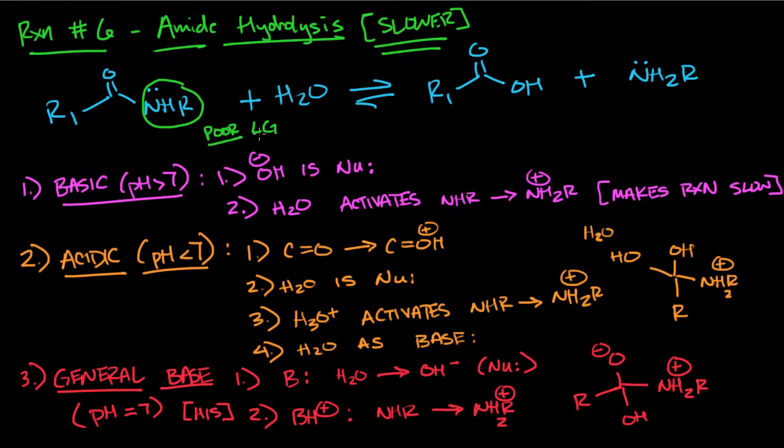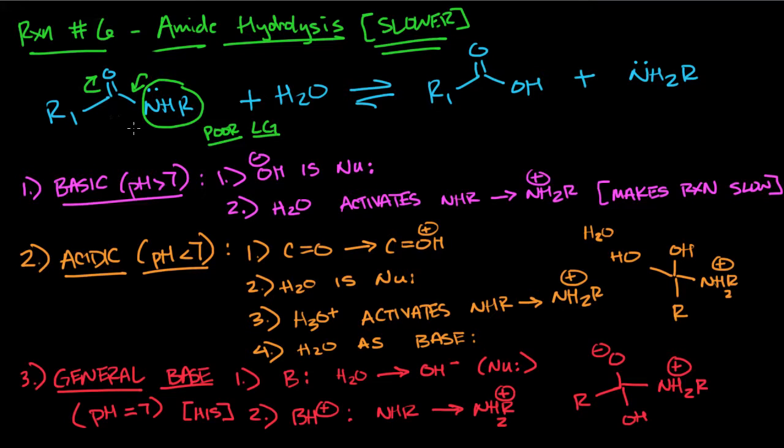The next thing to keep in mind is there's also electron donation via resonance. So what that does is it lowers the electrophilicity of this carbonyl. And if it lowers the electrophilicity of this carbonyl, you can't have nucleophilic attack happening as quickly. 3 scenarios to deal with.